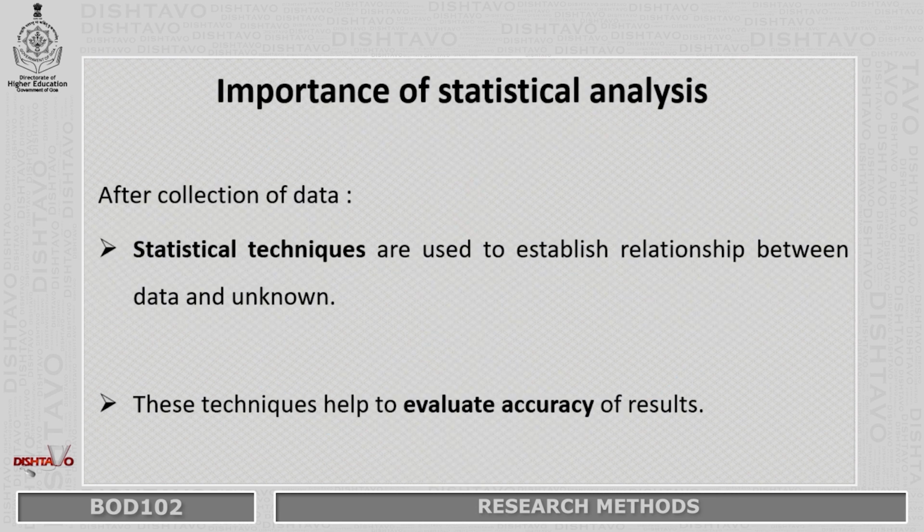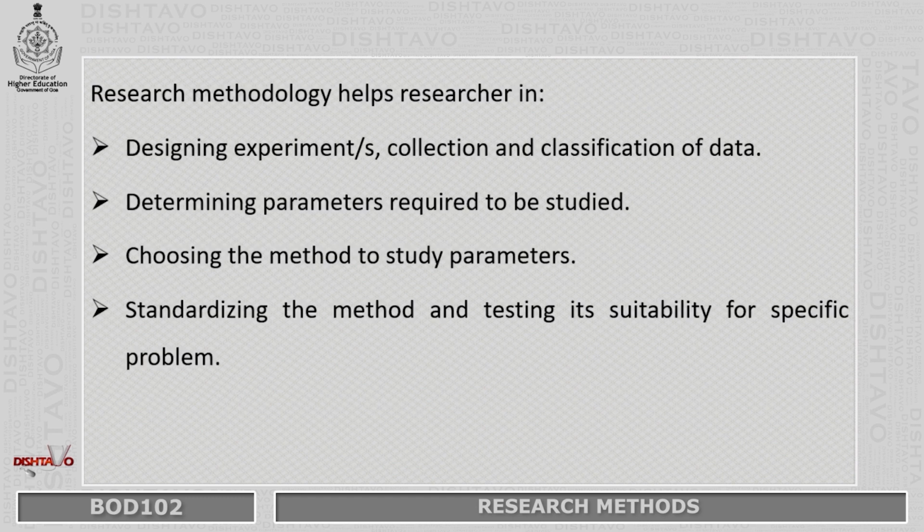Now, after you generate the data, you have to go ahead with the statistical analysis. Let's understand what is the importance of statistical analysis. Statistical techniques are used to establish relationship between the data and unknown. Various statistical tools like correlation, regression, probability are used to do the further analysis of the data collected. Now, these techniques help to evaluate the accuracy of the result.